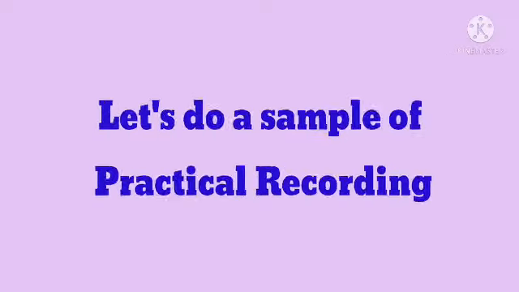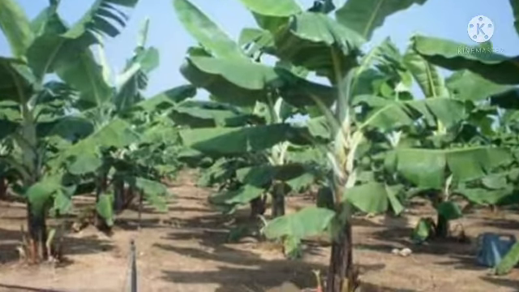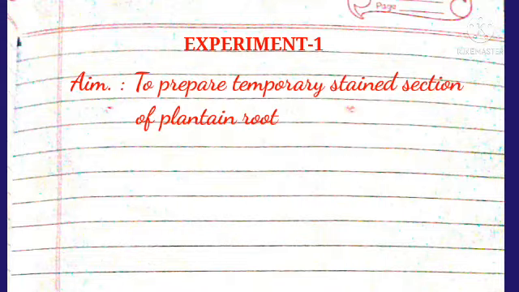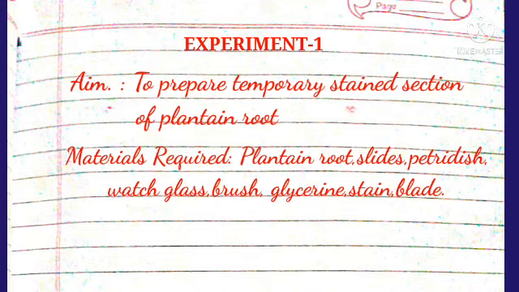Now let's do a sample of practical recording. We are going to prepare a temporary stained section of plantain root. First, we should write the aim of our experiment. So here, our aim is to prepare temporary stained section of plantain root. Second step is to write the materials required for this experiment. Here, we need plantain root, slide, petri dish, watch glass, brush, glycerin, stain and blade.